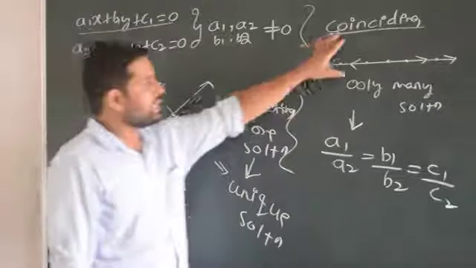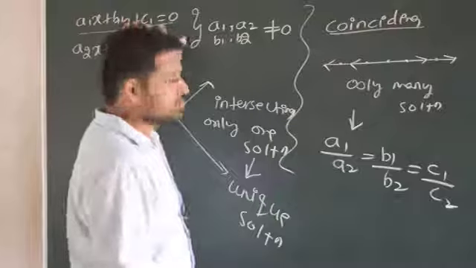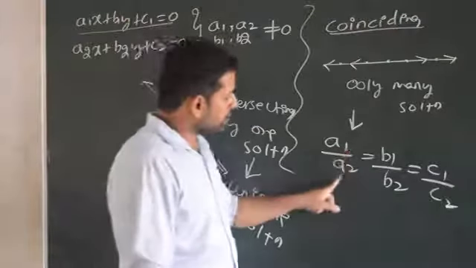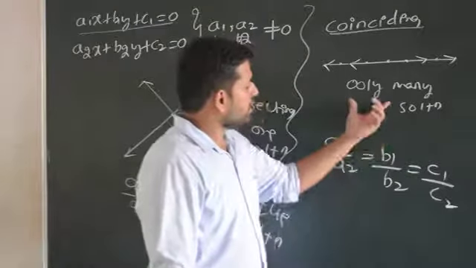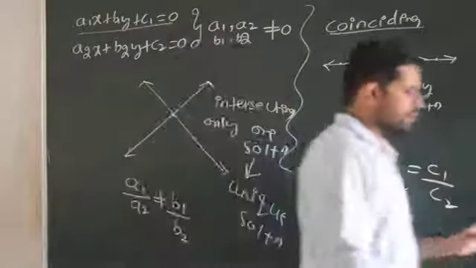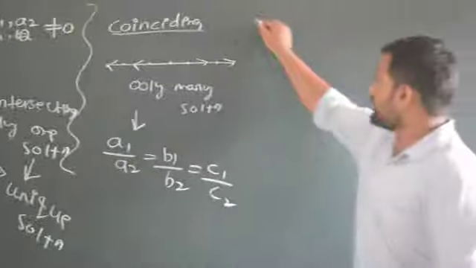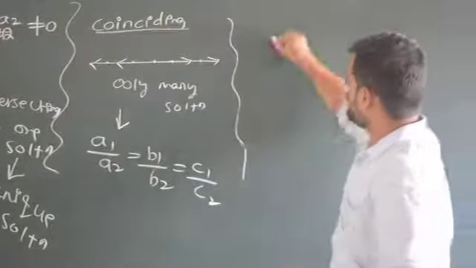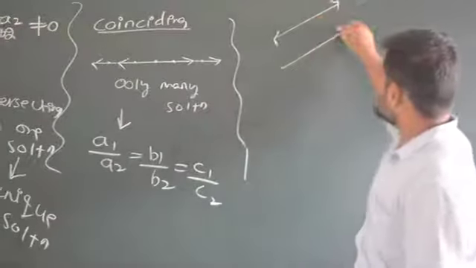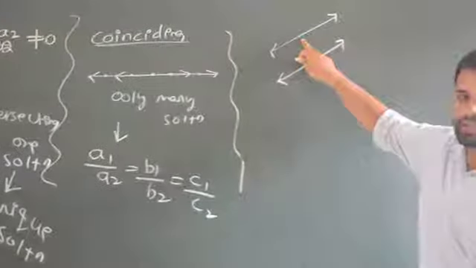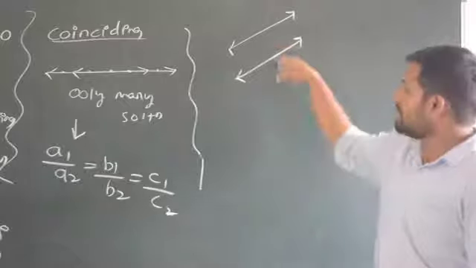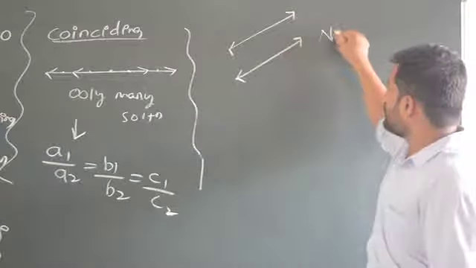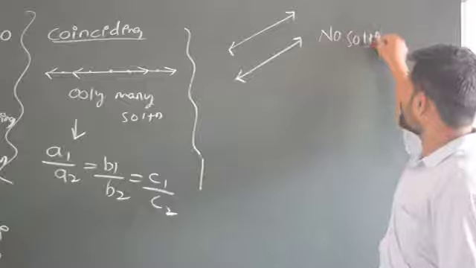Okay, now coinciding means, whatever equations are given, the condition should be a1 by a2 equal to b1 by b2 is equal to c1 by c2. Then they will have infinitely many solutions and the graphs are coinciding. Now I told you one more case. Those graphs can be parallel also, no? For example, this is one graph for a linear equation in two variables. This is one more graph for a linear equation in two variables. Now, if they are parallel to each other, they are not going to have any common solution. No solution at all. Look at this.